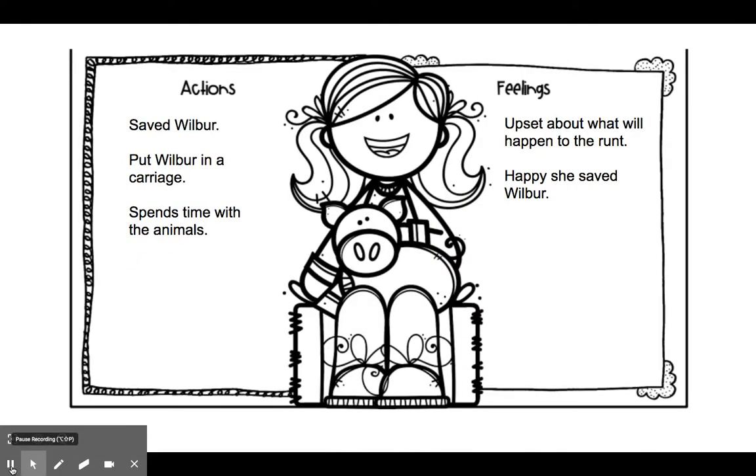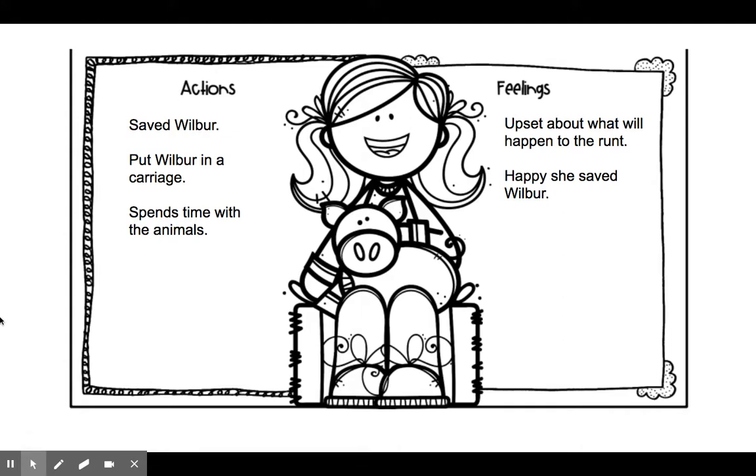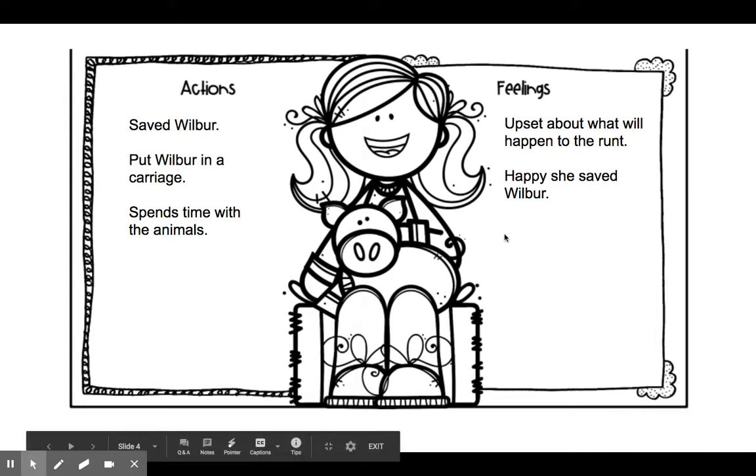For the actions, she saved Wilbur at the beginning of the book, right? And then after that, she put Wilbur in a carriage and was rolling him around. She spends time with the animals. She just hangs out with them. Feelings, well, at the very beginning, she was feeling upset about what was going to happen to the runt. And she was very angry about it. She was upset. And then she is then happy that she saved Wilbur.